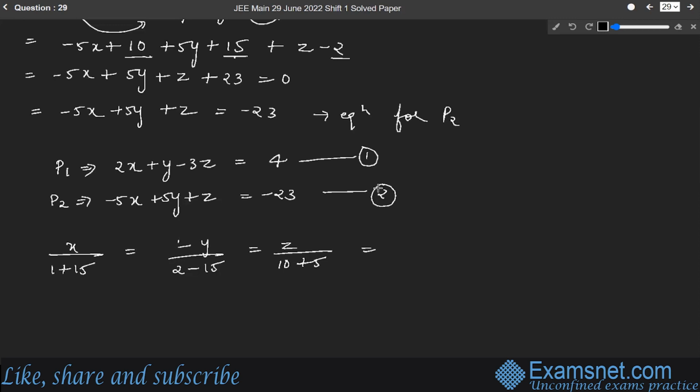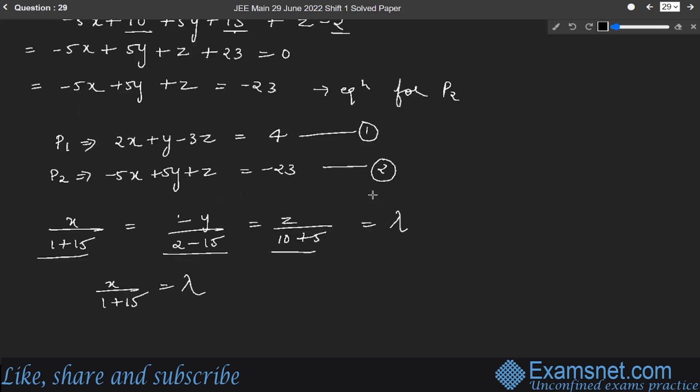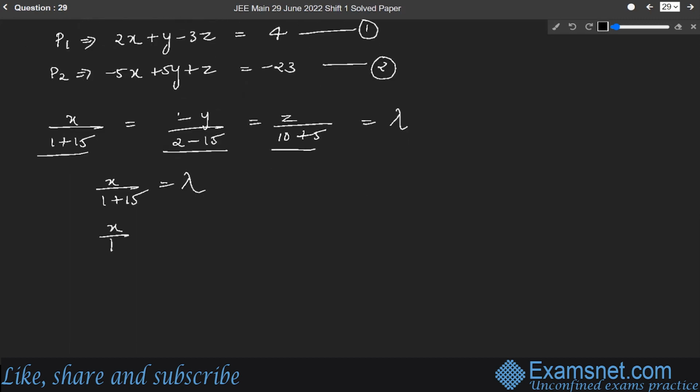Now let this be equal to lambda. Each and every term is equal to lambda. So separately equating this term, we get x upon 1 plus 15 is equal to lambda. So x upon 16 will be equal to lambda. So what will be the value of x?